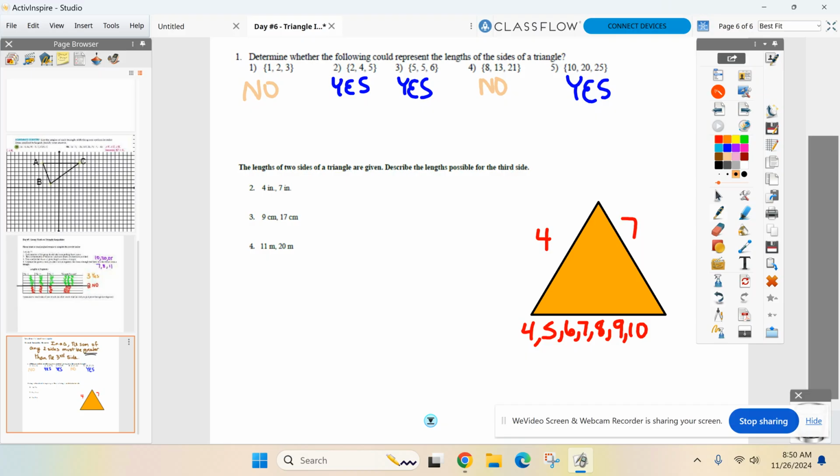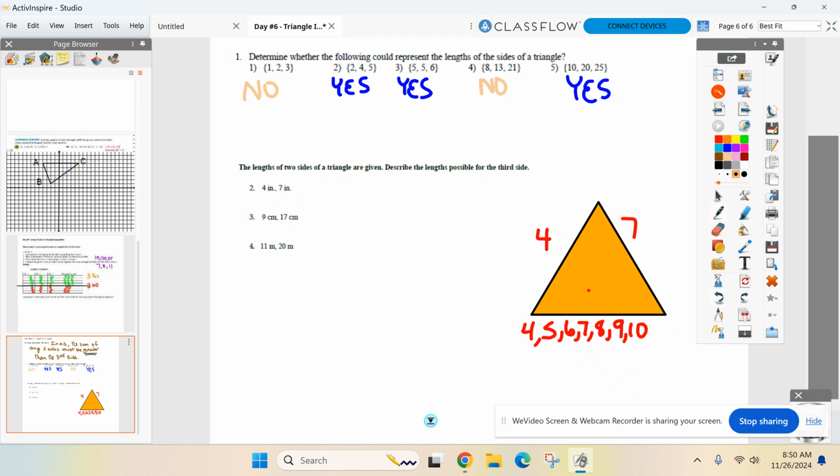Can we go this way now? Would 3 work? A side of 3, would that work? 3 and 4 gives you 7. So it looks like we have all the possible lengths right here. But I don't want you to list them out every time. That's not the answer I want, 4 through 10.